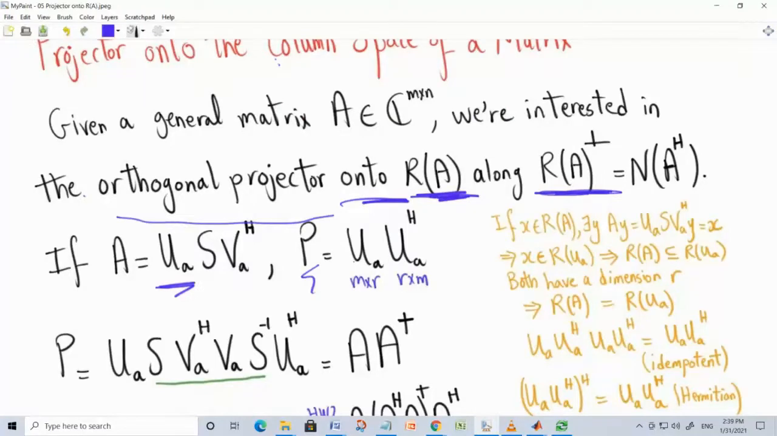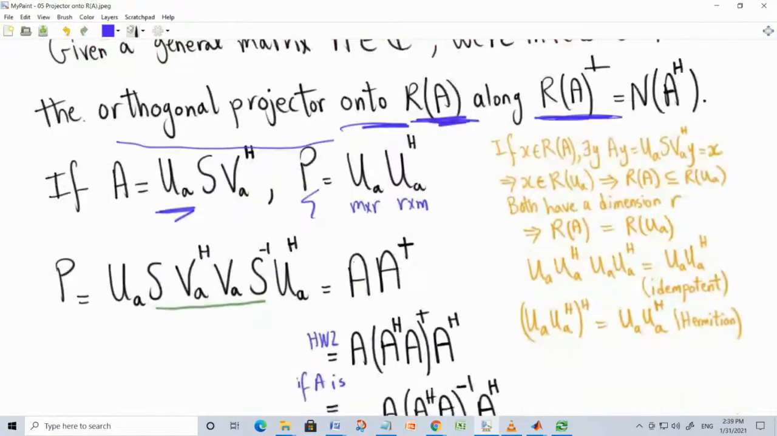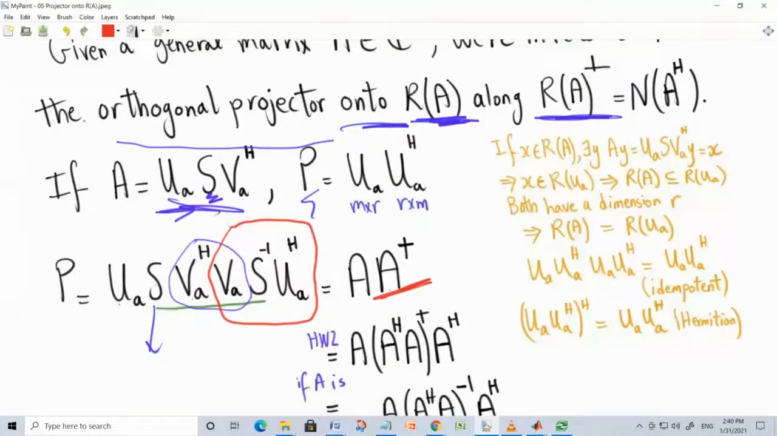This matrix can be written in other forms that are useful. Suppose that you take UA UA Hermitian and you insert S. This is just the reduced SVD, and S is the r by r matrix of strictly positive singular values. So UA S VA Hermitian VA S inverse UA Hermitian. VA Hermitian VA is identity, and S times S inverse is identity, so you can just insert those. What is the purpose? Now, if you insert those, these three matrices are the Moore-Penrose pseudo-inverse, and those guys are the matrix itself.